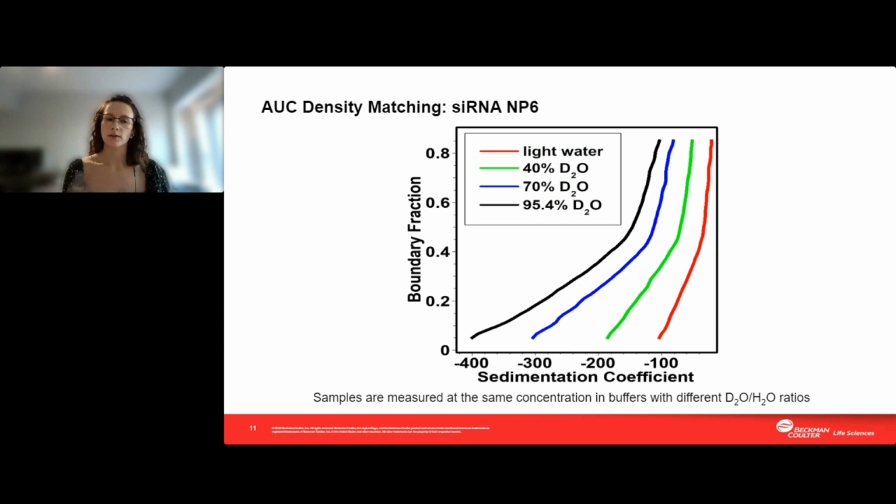done in the different D2O H2O concentrations is ensure that the boundary shape is the same for all of the different experiments. So here you can kind of tell that they all have roughly the same shape and the same kind of elbow bend point in the line. So that shows that the addition of D2O to our sample doesn't change the sample's inherent sedimentation properties. It does change the sedimentation coefficient, but it doesn't affect the sample.